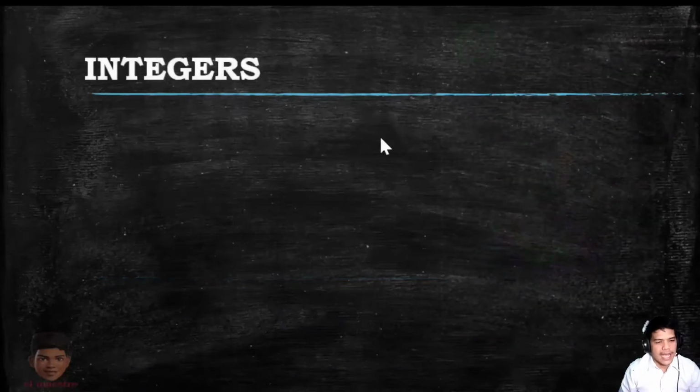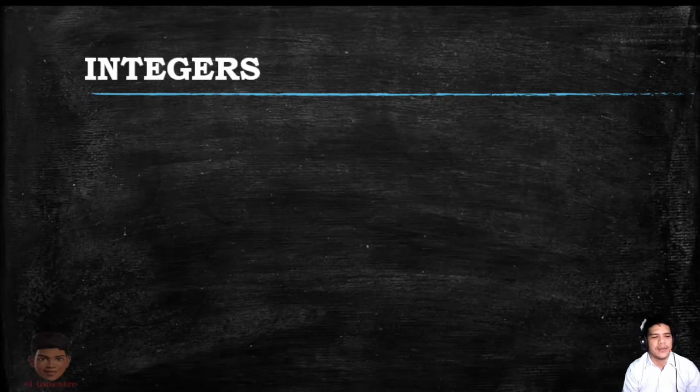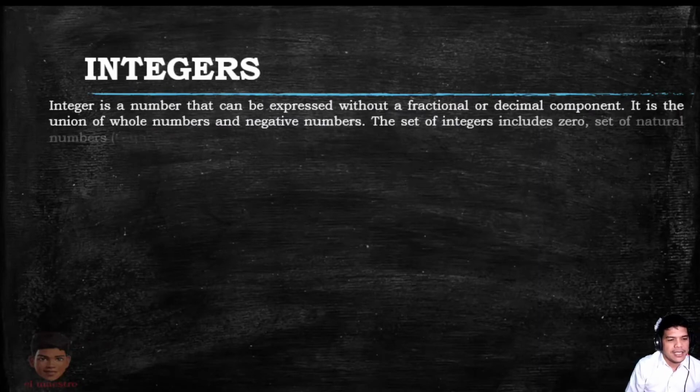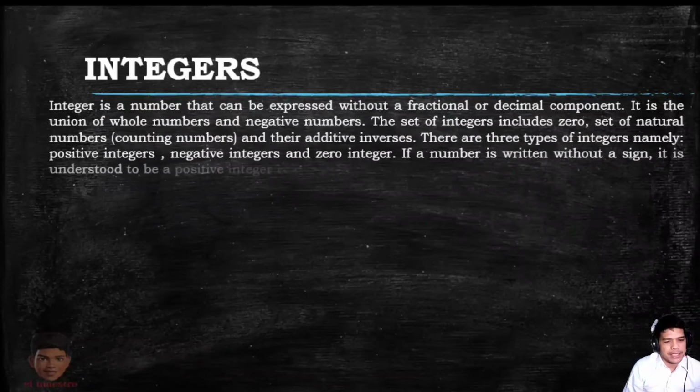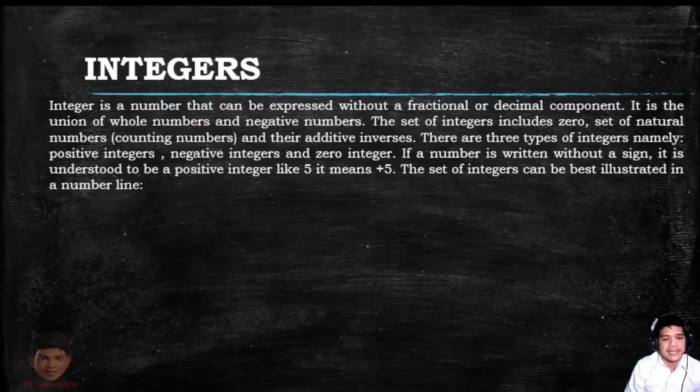So, before we can add integers, first, we are going to define what an integer is. Dapat kilalanin muna natin ano pala yung integers. Sino pala si integers? According to the definition, it is a number that can be expressed without a fractional or decimal component. It is the union of whole numbers and negative numbers. The set of integers includes 0, the set of natural numbers, or counting numbers, and their additive inverses.